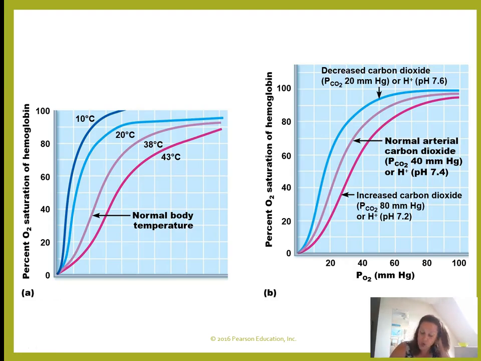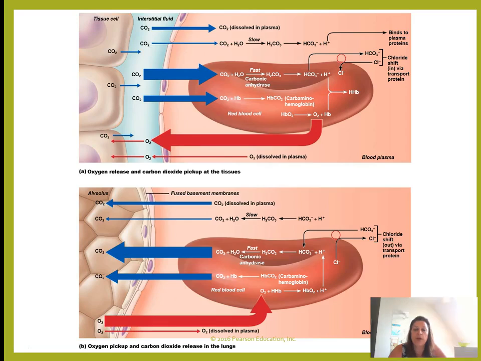Let's see. So let's talk about the effect of temperature on oxygen, right? So temperature, blood pH, partial pressure of carbon dioxide, the amount in the blood, is all going to influence hemoglobin saturation. So how much oxygen can each red blood cell absorb, right, is going to be affected by temperature, pH, et cetera.